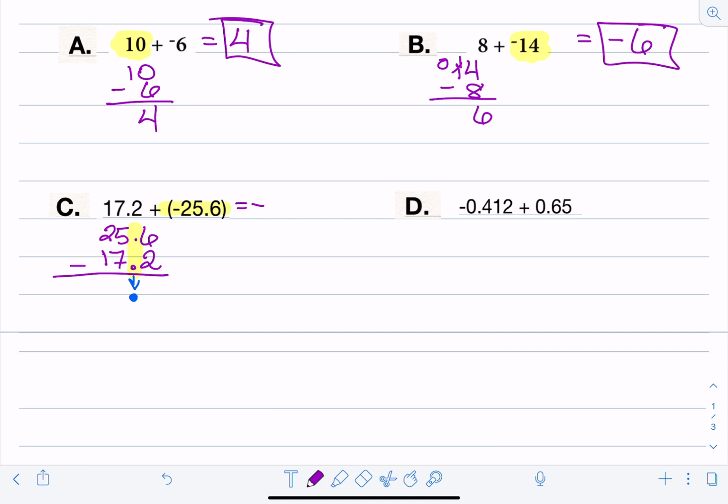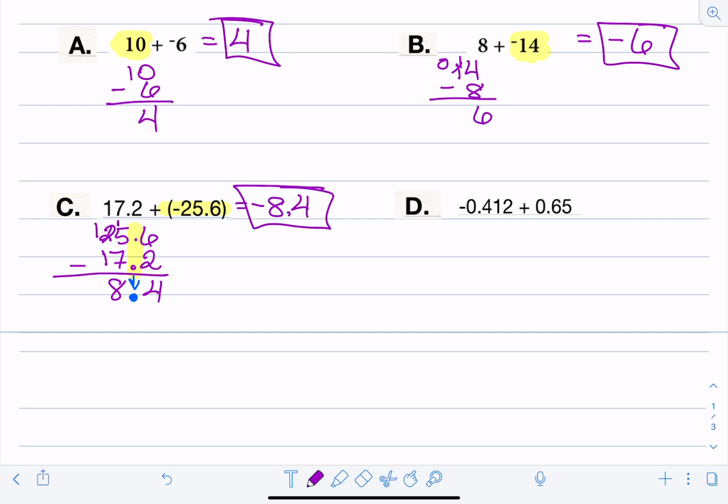Now we just subtract. 6 minus 2 is 4. 5 minus 7, 5 is smaller than 7, so I'm going to have to borrow from that 2. The 2 becomes a 1. And the 5 becomes a 15. 15 minus 7 is 8. And 1 minus 1 is 0. So our answer we already know is going to be negative because 25 is bigger than 17 and the 25 is negative. So it's going to be a negative 8.4.